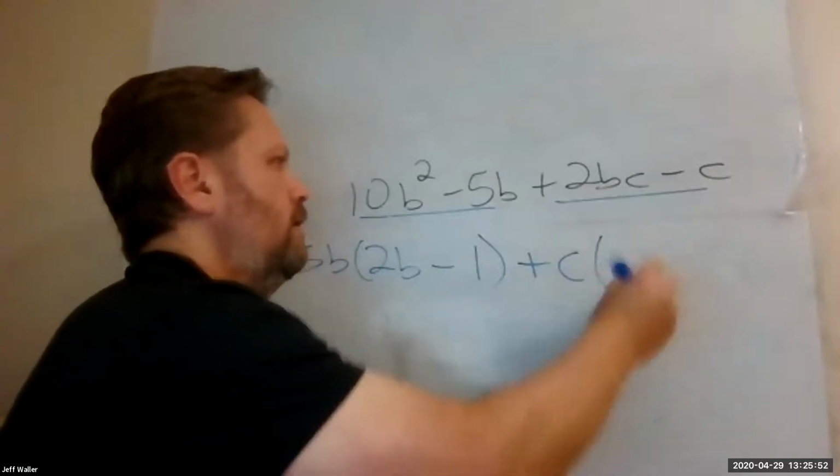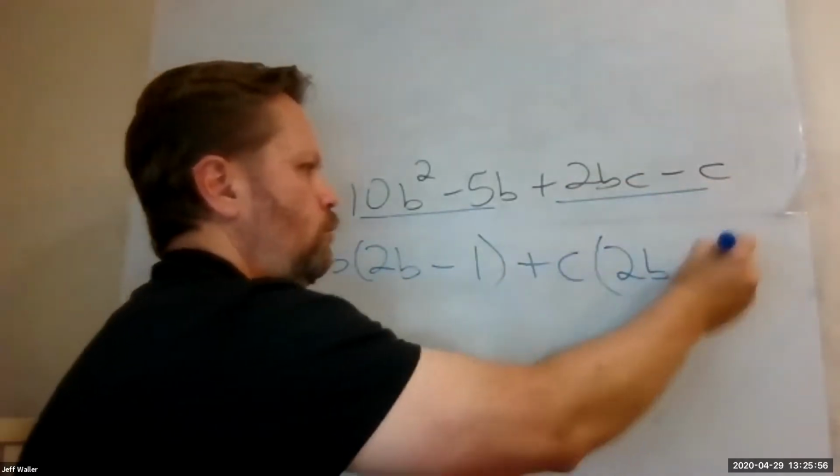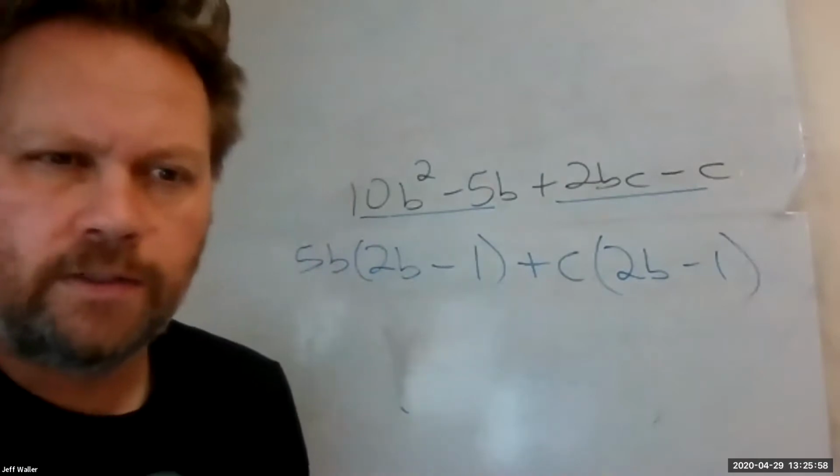C, C, plus C. Take a C, I got 2b. C divided by C is 1. How do I know this is going to work? 2b minus 1. Yeah, now we're all on the same thing.